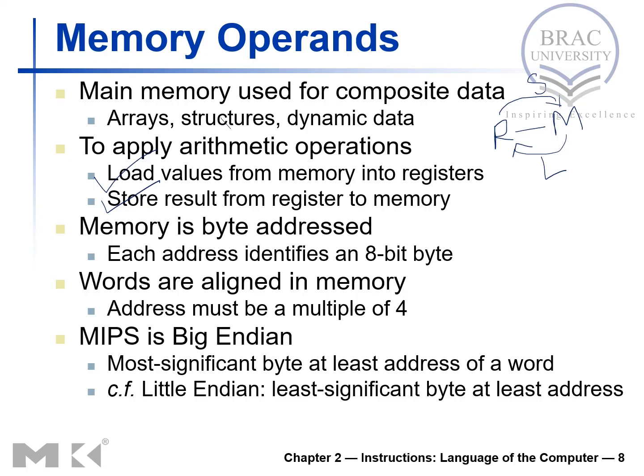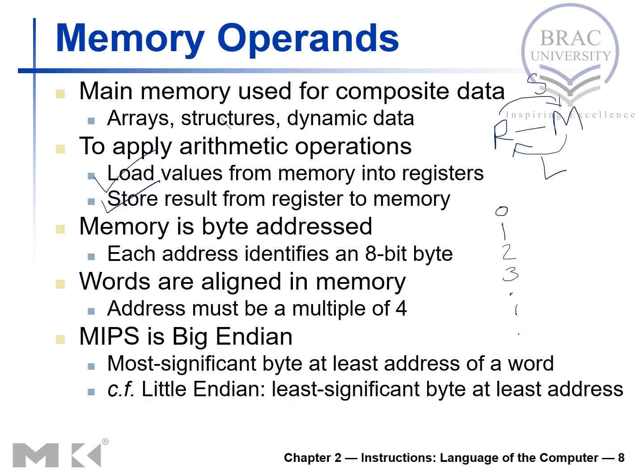Memory is byte addressed. That means when we refer to memory address 0, we are referring to the first byte of the memory. When we refer to 1, we are referring to the second byte, and then 2, 3, and so on. This is how byte addressing works. Now, a byte is a very small space, only 8 bits of data.